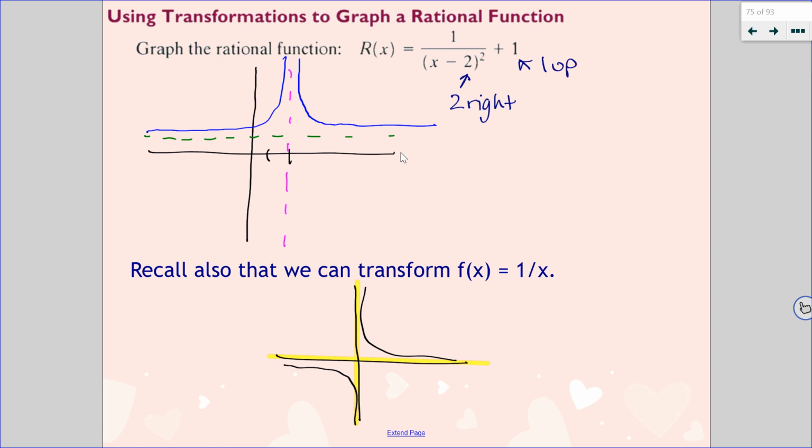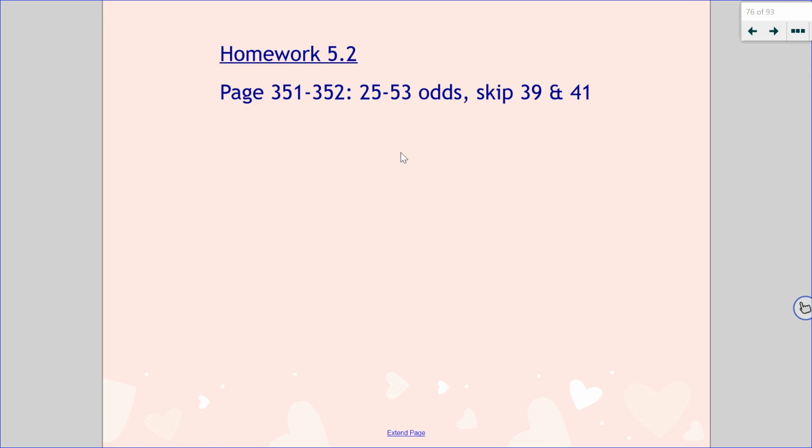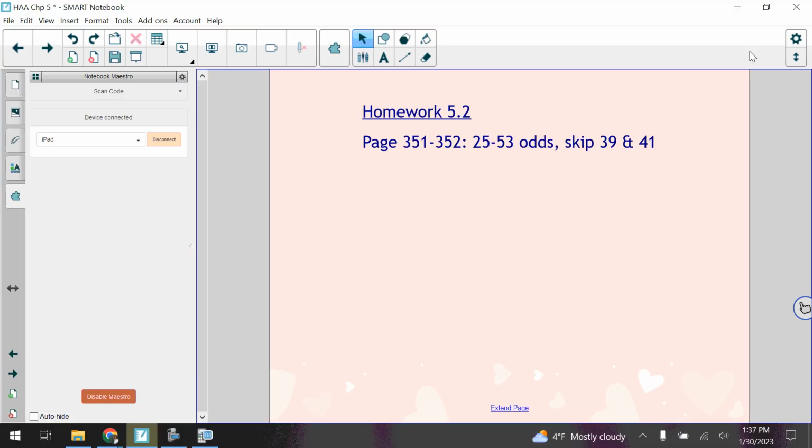And that is 1 over x. And we can move that up, down, left, right, flip it over. What else? All right, there's your assignment. Excellent critical thinking today.